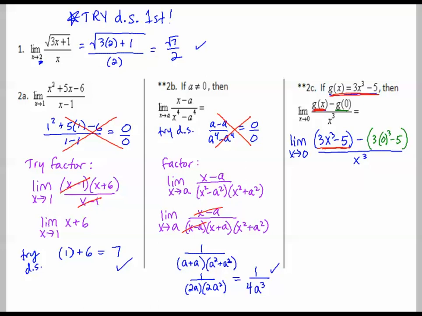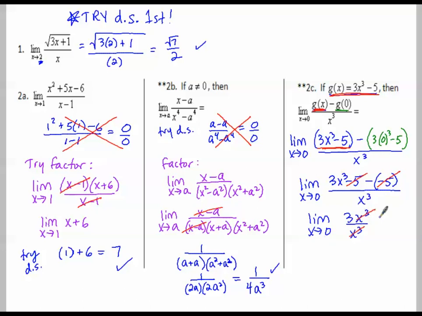Now let's go ahead and simplify what we have. Limit as x approaches 0 of 3x cubed minus 5. This one over here makes negative 5, so minus a negative 5 or plus 5 over x cubed. These are going to subtract out. With what I'm left, the limit as x approaches 0 of 3x cubed over x cubed. The x cubes factor out, and I'm left with the limit of 3, and therefore it's just 3.